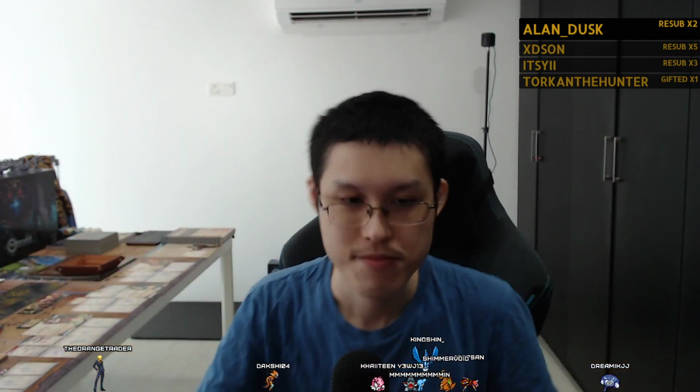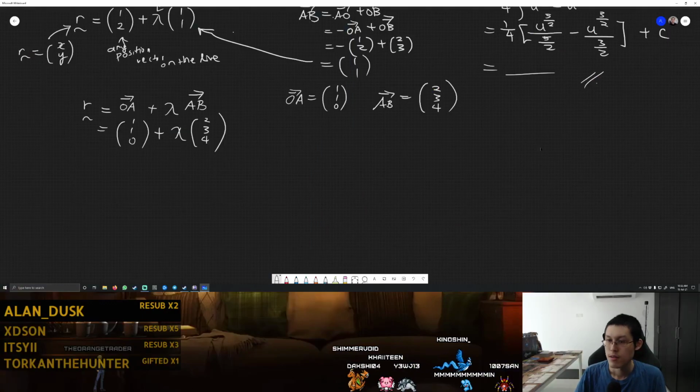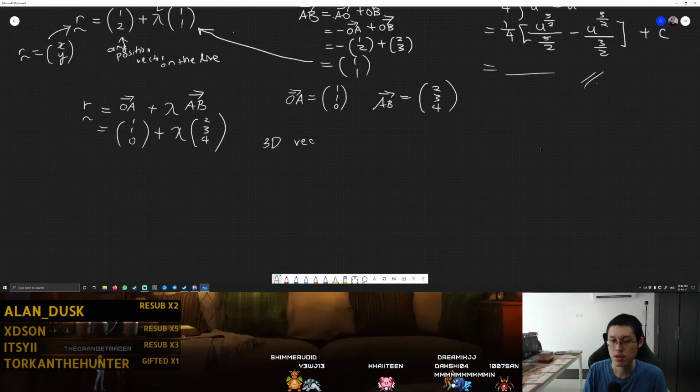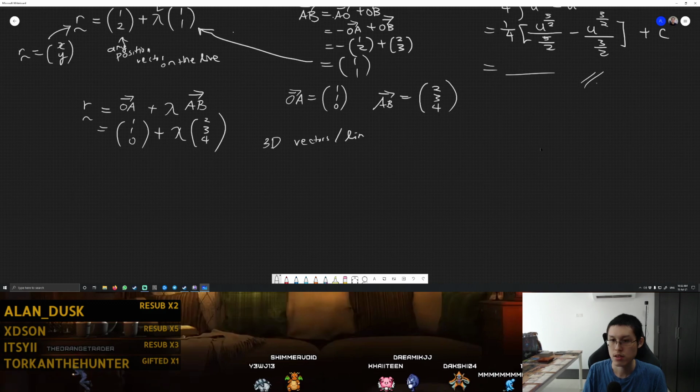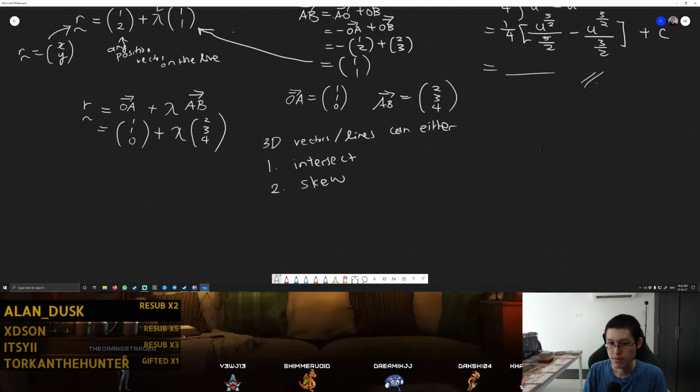Another thing that could happen is they could be parallel. So they are both like this. Parallel lines. So you have three things that could happen. For three-dimensional vectors, you could have 3D vectors or lines that can either intersect, be skew, or be parallel.